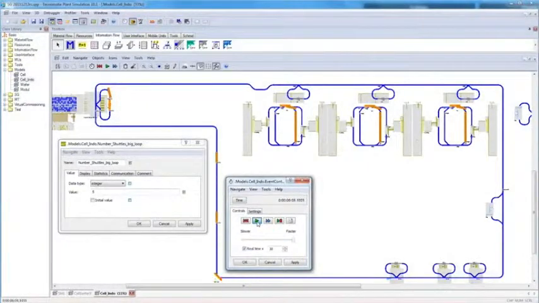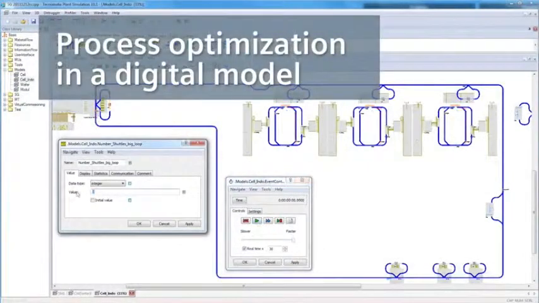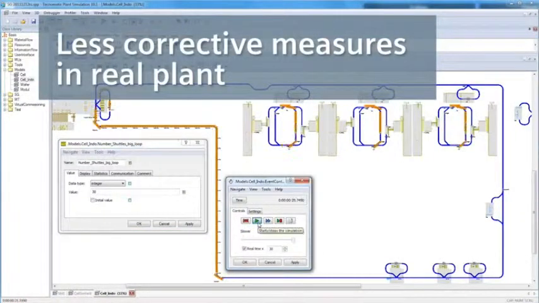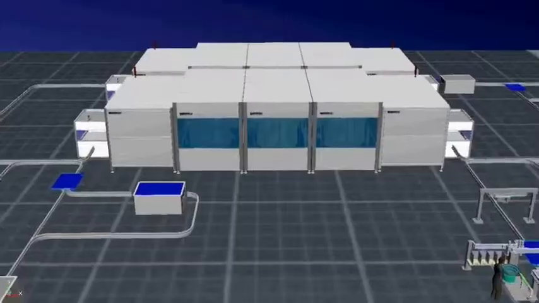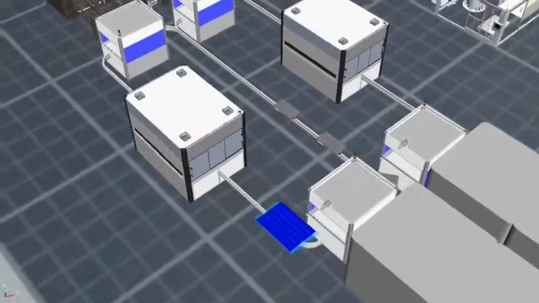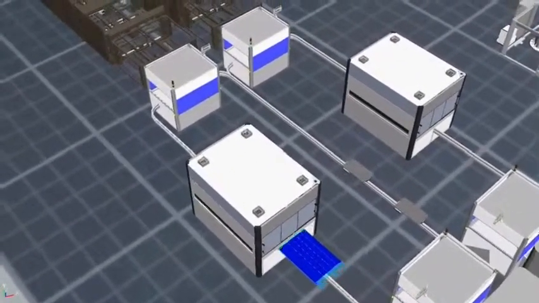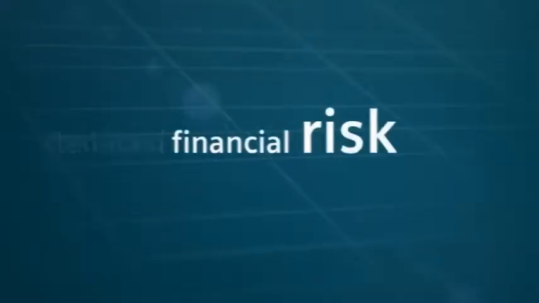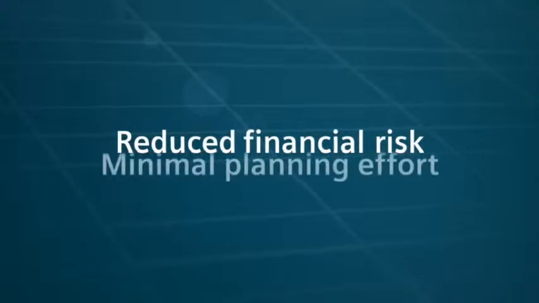Simulation in a digital model enables all process optimization to be performed before the real system is installed. This means that corrective measures in the real plant are kept at a minimum. And financial risk and planning effort are reduced.